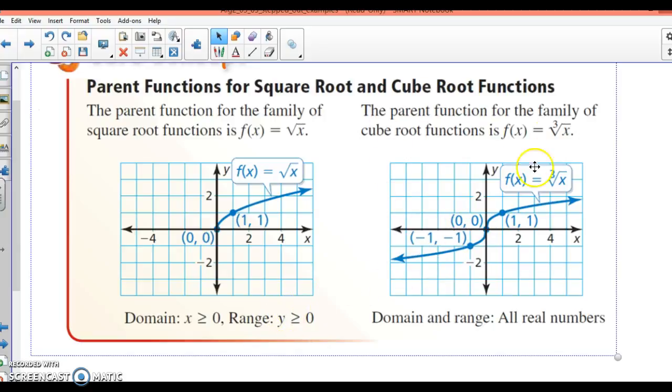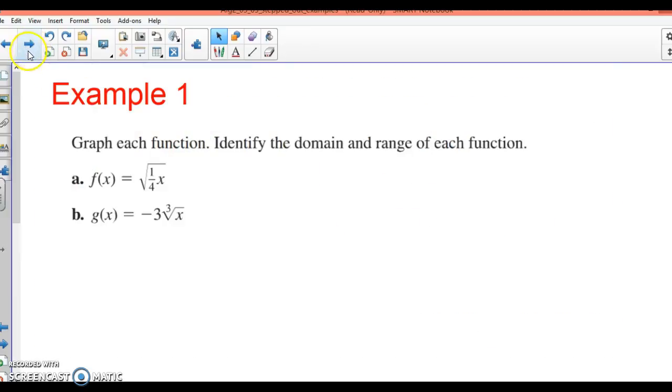Okay, so this example over here is my cube root function, right? I have the 3 outside, so I'm taking the cube root of x. The domain and range change here. My domain and range on my cube root functions are always going to be all real numbers because it continues off in both directions, in the x to infinity and in the y to infinity. So we're going to be using these two functions and then transforming them to get our new graphs.